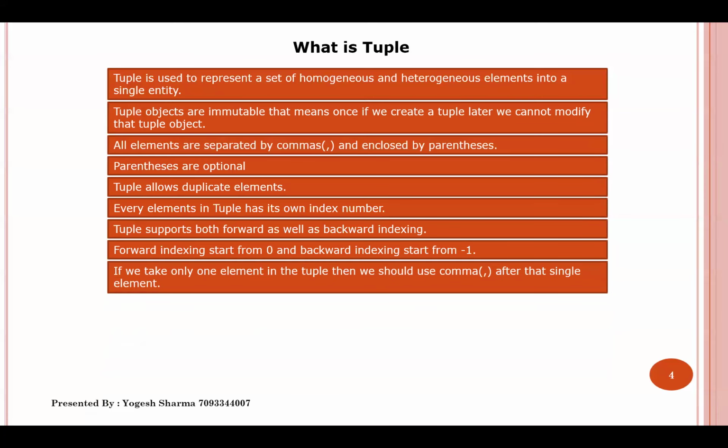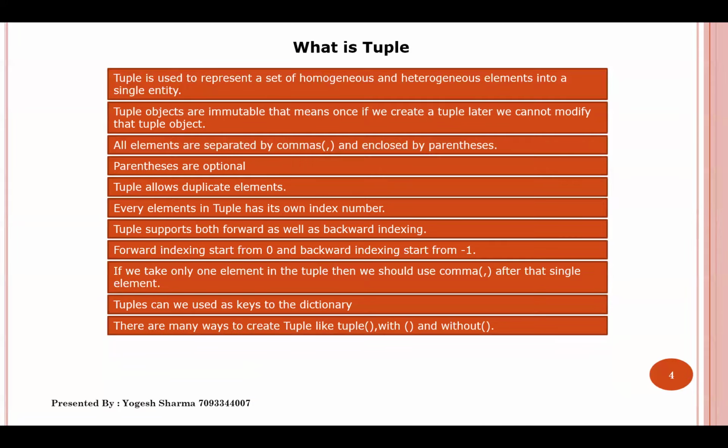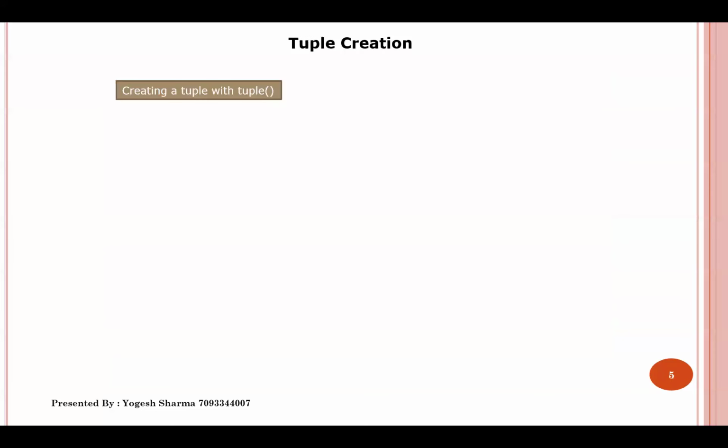If we take only one element in the tuple, then we should use a comma after the single element. I will show you that because this is an important interview question. Tuple can be used as a key to the dictionary. There are many ways to create a tuple. Like we have the tuple function. We can create the tuple with parentheses and without parentheses also. Tuple is immutable, but list is mutable. That I already told you.